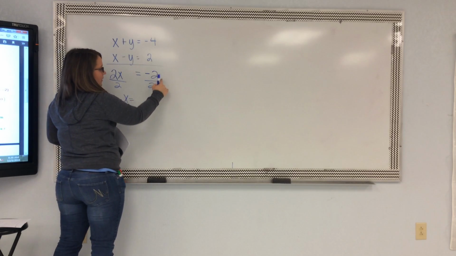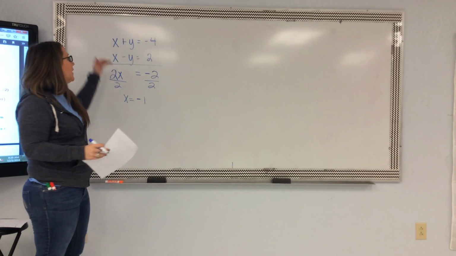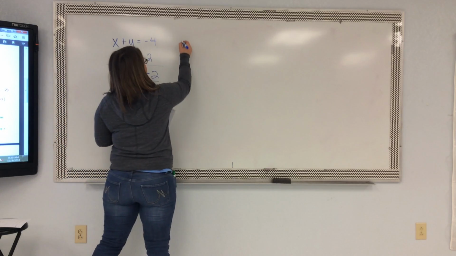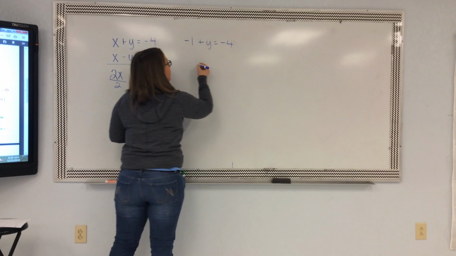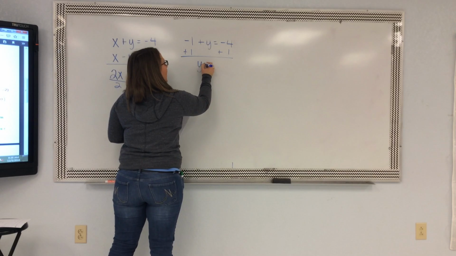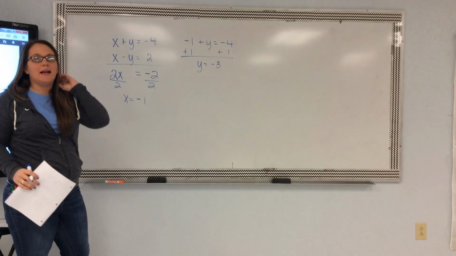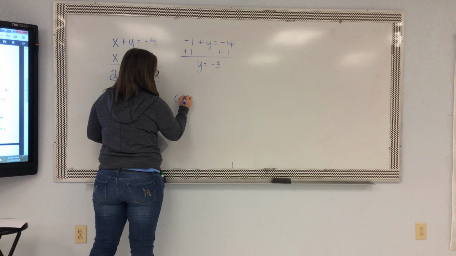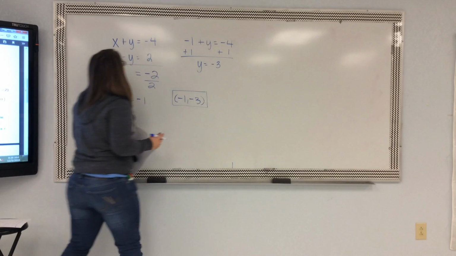X is equal to -2 divided by a +2 is a -1. When I get -1, I can plug that back into either one of these equations. I'm going to go ahead and plug it in right here and say that -1 plus y is equal to -4. I would add a 1 to both sides to get y by itself. So y is equal to -3. When I write my answer, I want to write it as an ordered pair, keeping x first, y second. So my ordered pair is -1, -3, and that's my final answer for number 1.